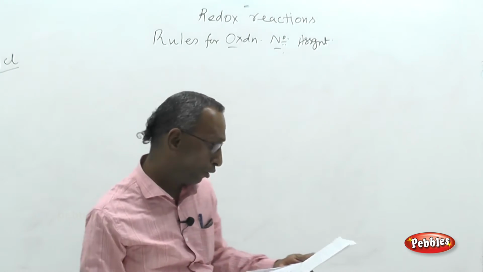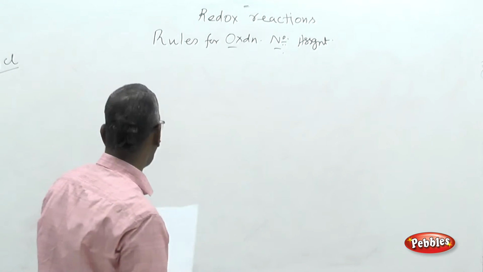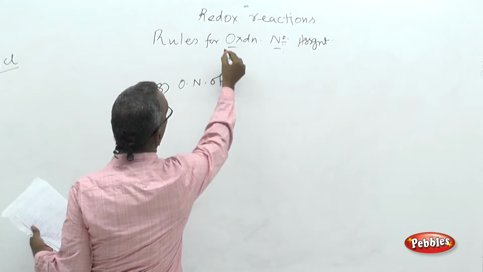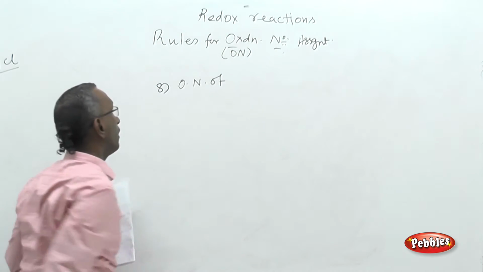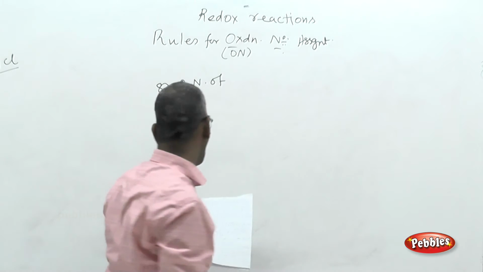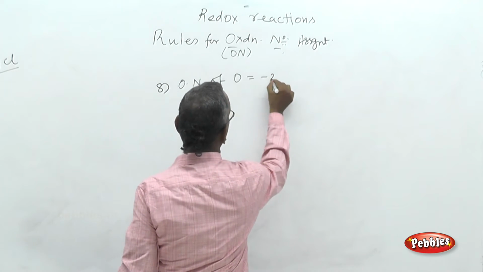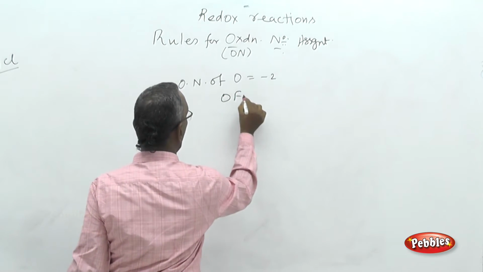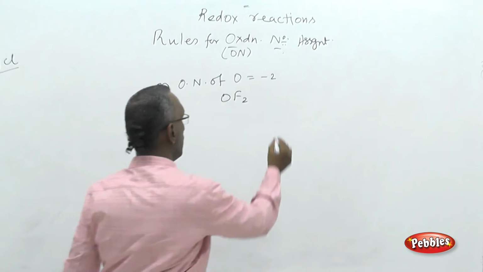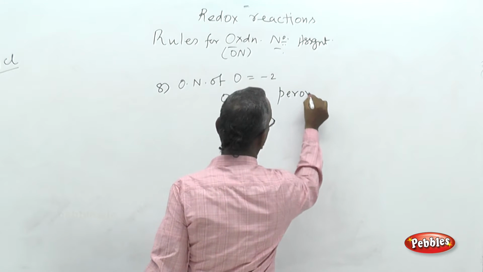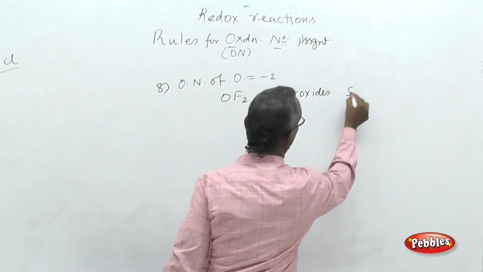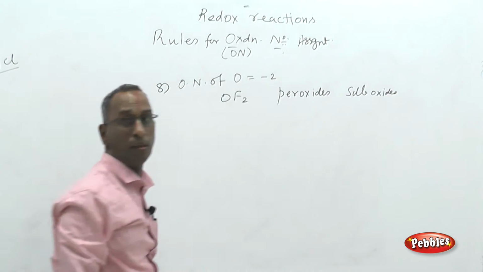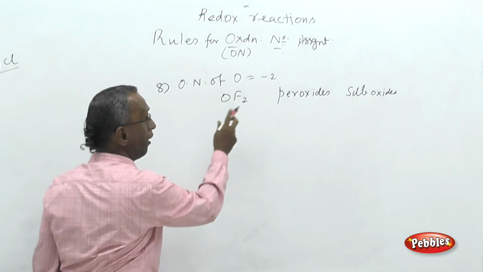Now lastly, 4 more rules in the assignment of oxidation number. Next one is about the oxidation number of oxygen. We have noted oxidation number as ON. So the oxidation number of oxygen is generally -2. Generally means that there are some exceptions. Important exceptions are compounds like OF2, peroxides, and suboxides.